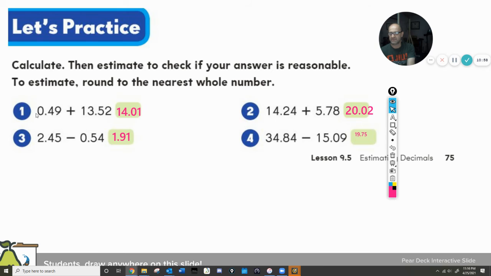All right, I did 1 plus 14 and got 15, close. I did 14 plus 6 and got 20, pretty darn good. Here I'd have done 2 minus 1 and got 1, still pretty close. And here I'd have done 35 minus 15 is 20, and that's pretty close too. So yeah, those all work.